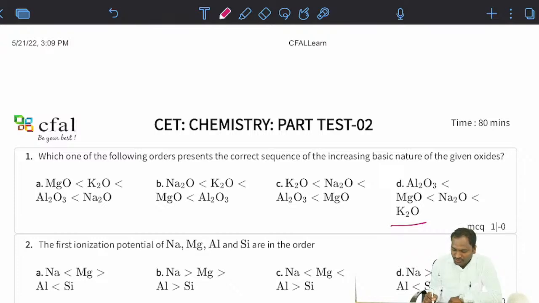Next one, sodium, magnesium, aluminum, group 13. So metallic nature decreases from potassium to aluminum. So D is the right answer.